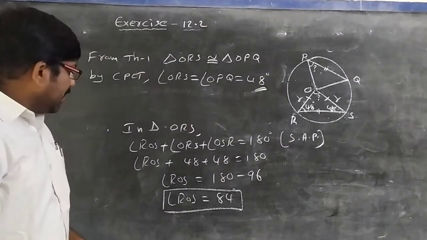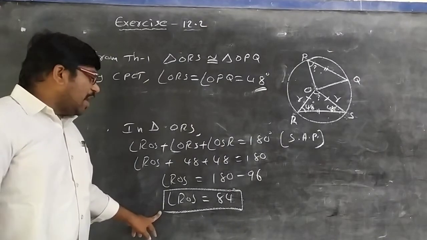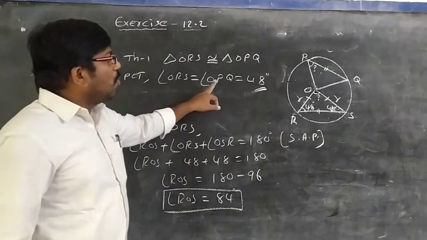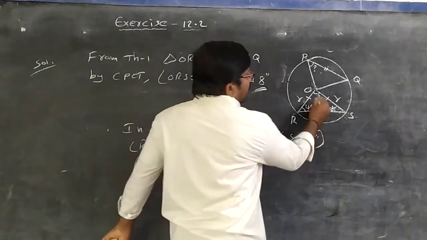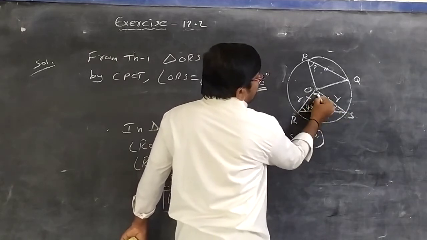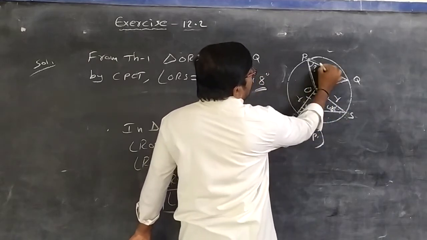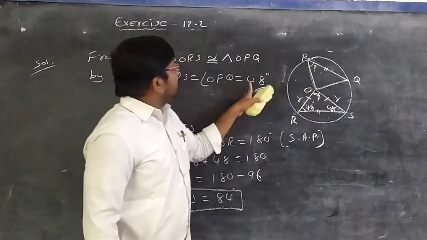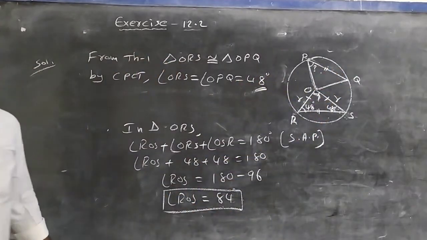So that was this first question: find angle ROS, that is 84 degrees. And the second question: find angle OPQ. These two are the required answers. The first question, angle ROS, is 84 and the second question, angle OPQ, is 48 degrees, right?